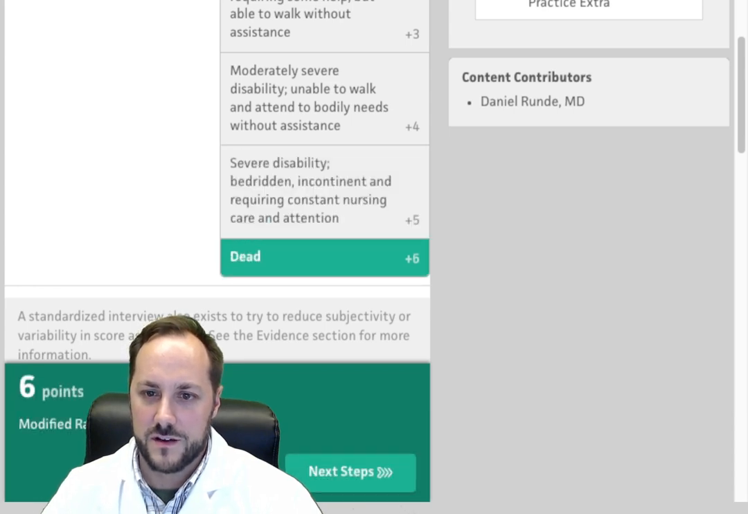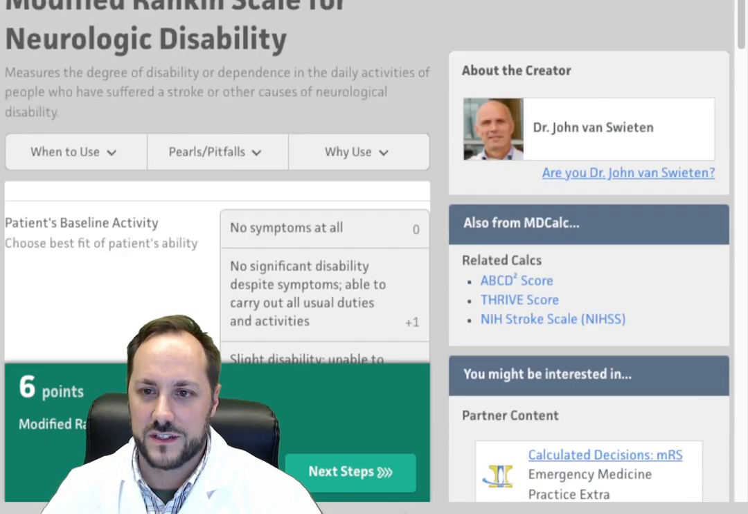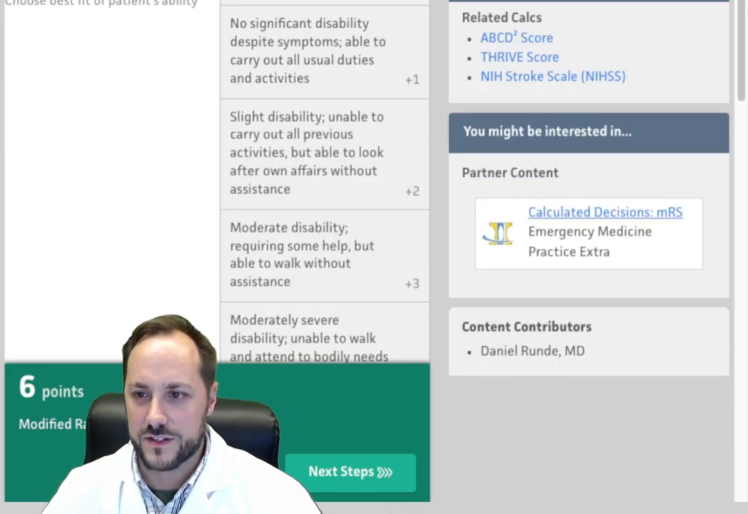And then modified Rankin scale of 6 is dead. So this scale is used in a lot of these research studies, and we're using it clinically just in follow-up of our patients.